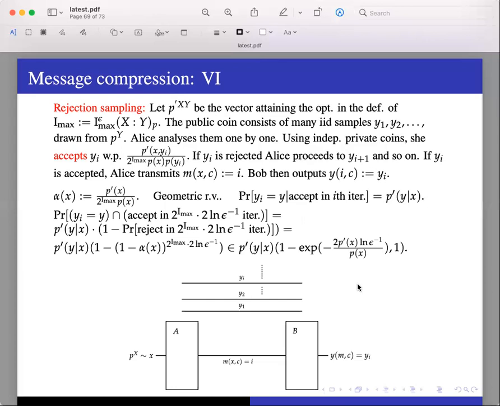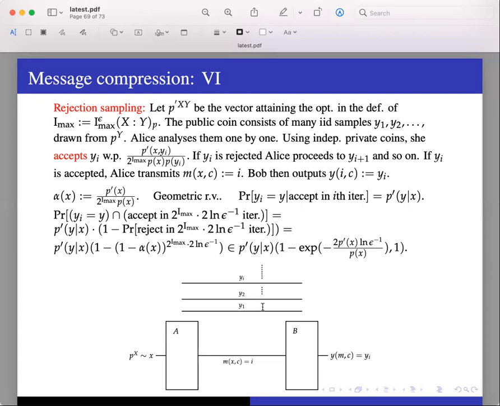Now, remember, I'm interested in the final output here, not the iteration number. So I want to know what is the probability that the final output is y. X here is fixed. I want to know the probability that the final output is a particular symbol y, summed over all iterations. So for that, I'm going to do the following.